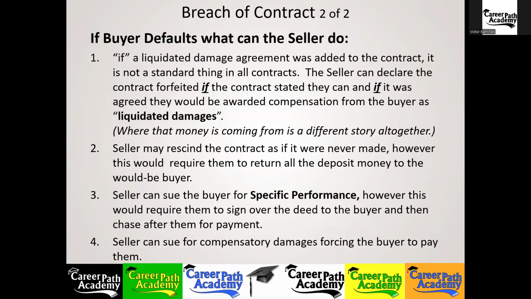All right, so if a buyer defaults, what can the seller do? Well, if a liquidated damage agreement was added to the contract, it is not standard in all contracts, although the book makes it sound like it is. The seller can declare the contract forfeited if the seller stated they can, and if it was agreed to that they'd be awarded compensation from the buyer as liquidated damages.